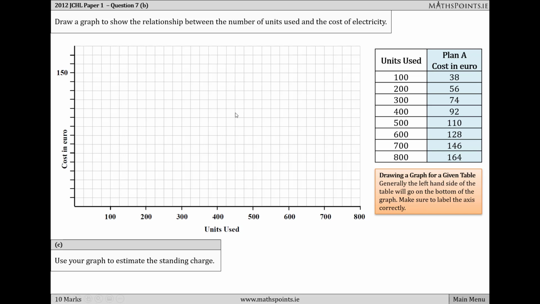So we're going to fill dots onto the graph to represent the information on the table. So for 100 units used, the cost is 38 euros. So 10, 20, 30, 40, so a little under the 40. For 200 it's 56, so 10, 20, 30, 40, 50, 60, so a little more than halfway between 50 and 60. And so on, 300, 74, 400, 92, 500, 110, 600, 128, 700, 146, and 800, 164. The relationship is linear, so we draw a straight line through all these points.